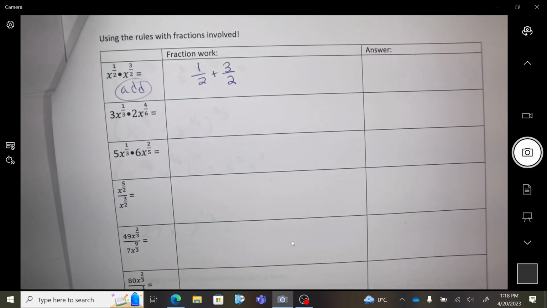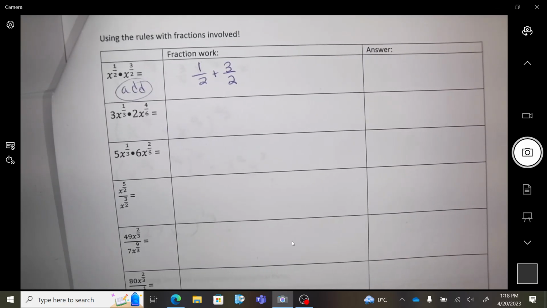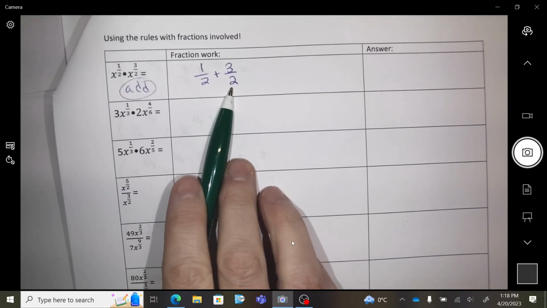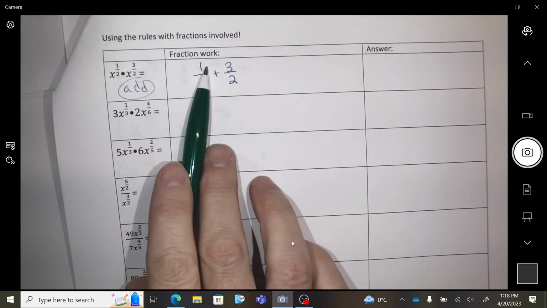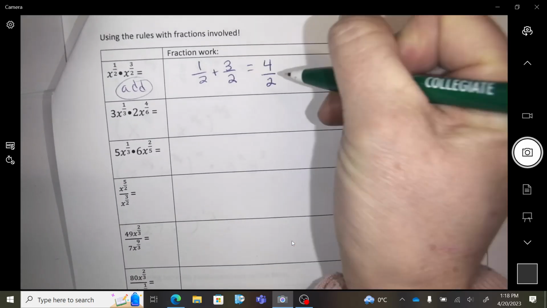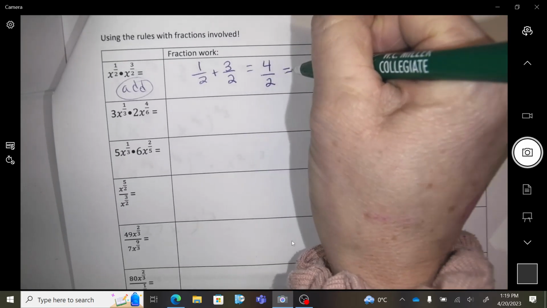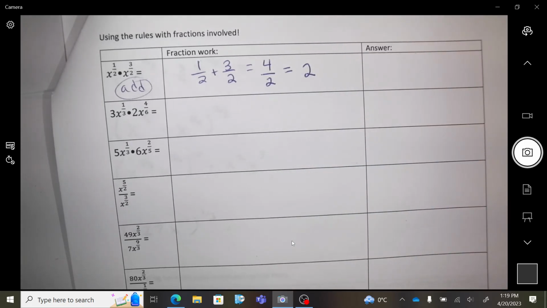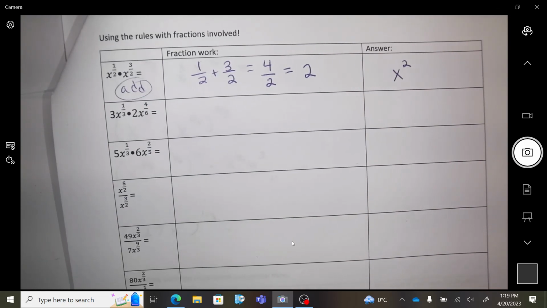What do you do when you add fractions together? What's the big idea you need? Check the denominators. Common denominator is 2. So I can add the top. 1 plus 3 is 4 over, and then just a 2 is the common bottom. And then I'm going to go a step further. 4 divided by 2 is 2. So my final answer ends up being x to a number 2.